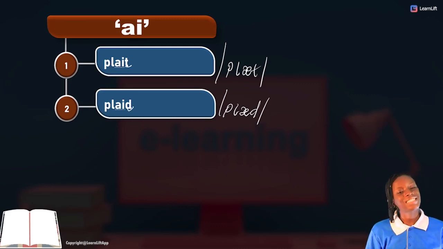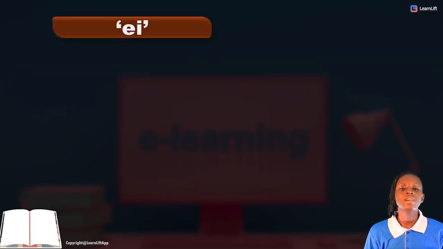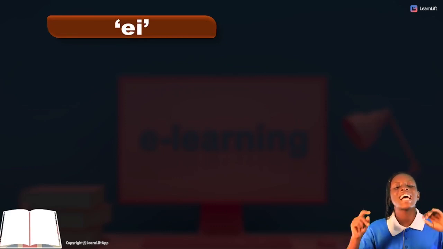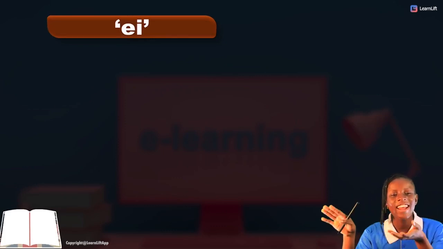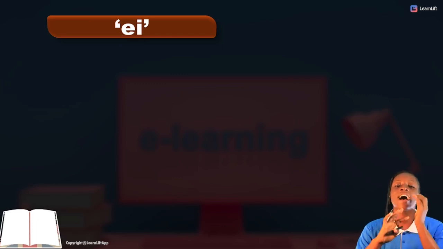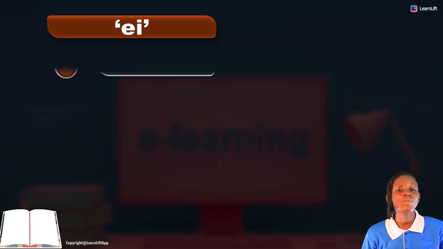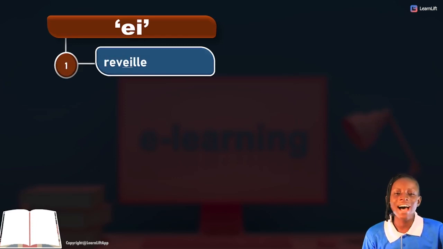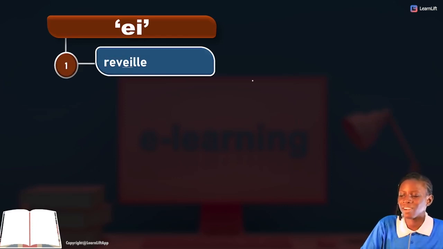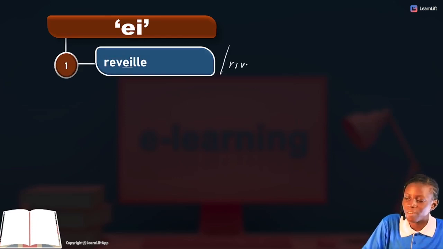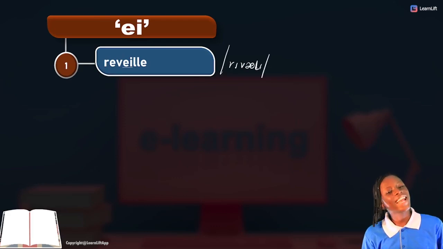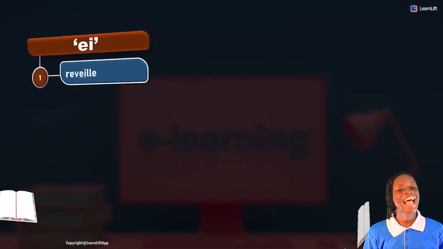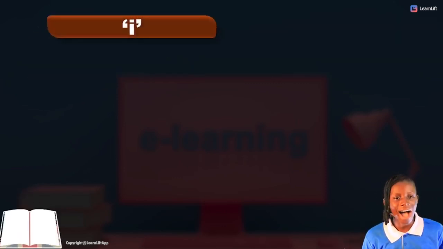Moving up to the next example, we have EI. There is a word in English that has EI and has the short A sound. What is that word? We have the word rivalry. Rivalry is transcribed as rivalry. Rivalry's sound. Rivalry.